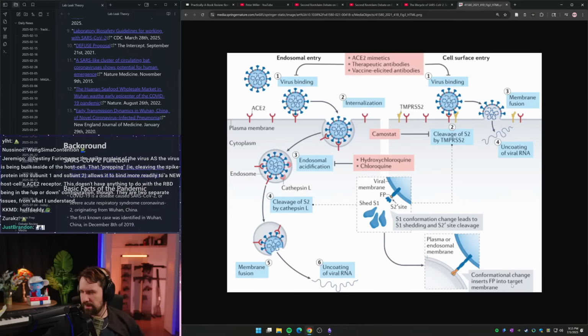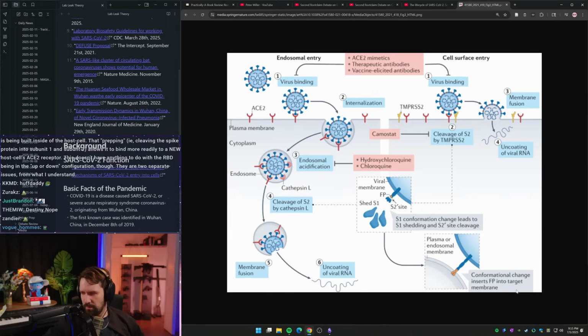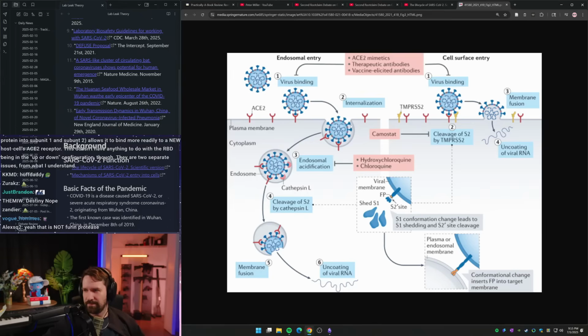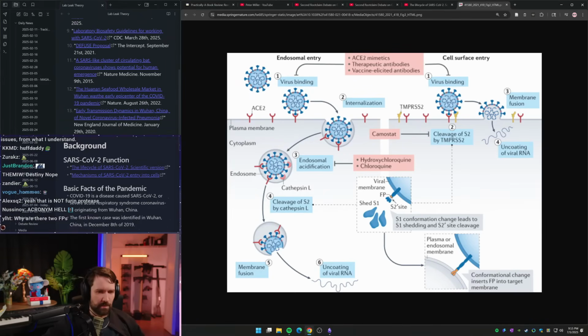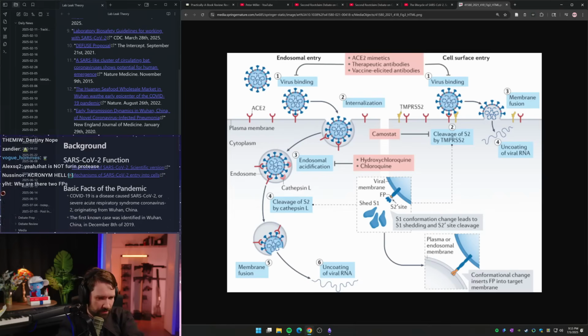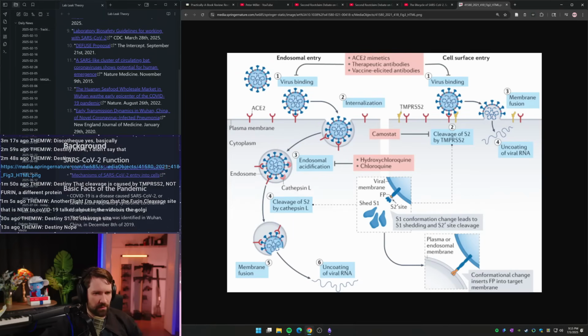Conformation change inserts FP into target membrane. Oh, fusion peptide into target membrane? I get it, maybe, okay. I don't know. Why are there two FPs? I don't know. What you're saying is wrong.